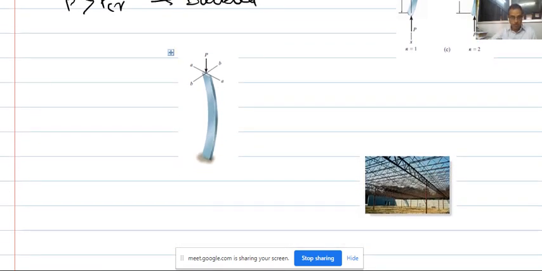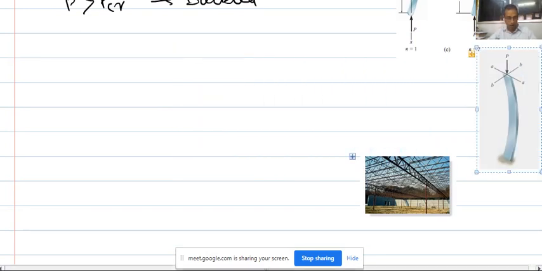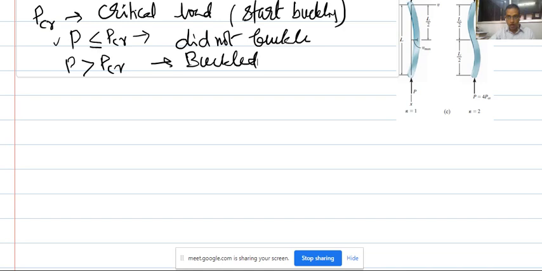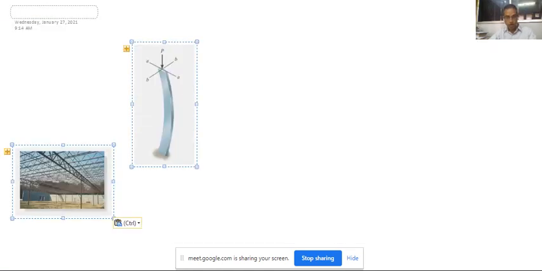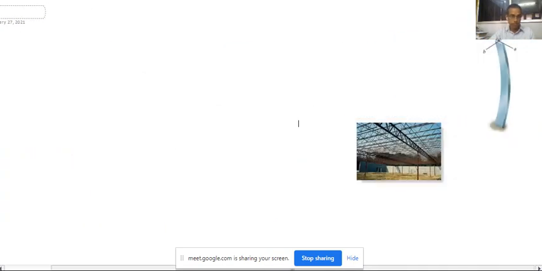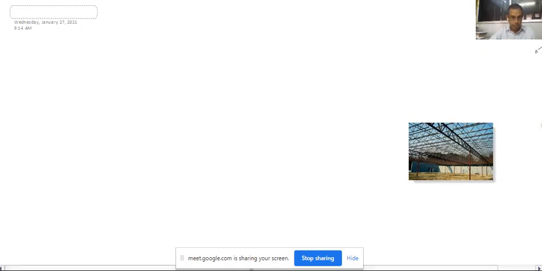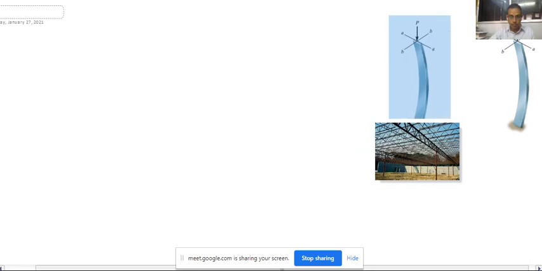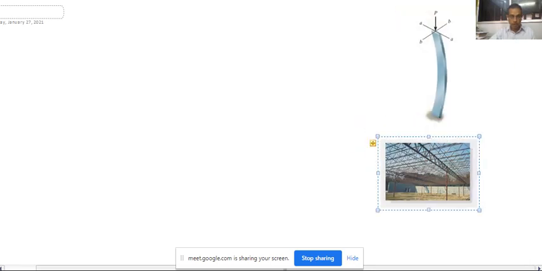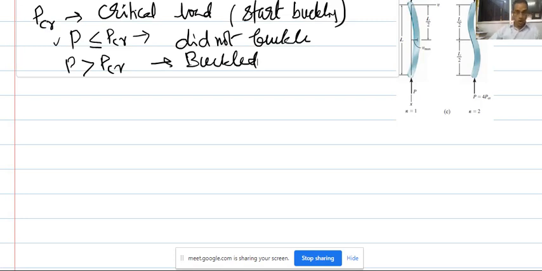Okay. Now, do not worry, these things may be required. Okay. So, now our idea is how to find out this PCR. We are trying to see what is the way out, how to know at what point the column starts buckling, so that my load value is always less than the PCR.